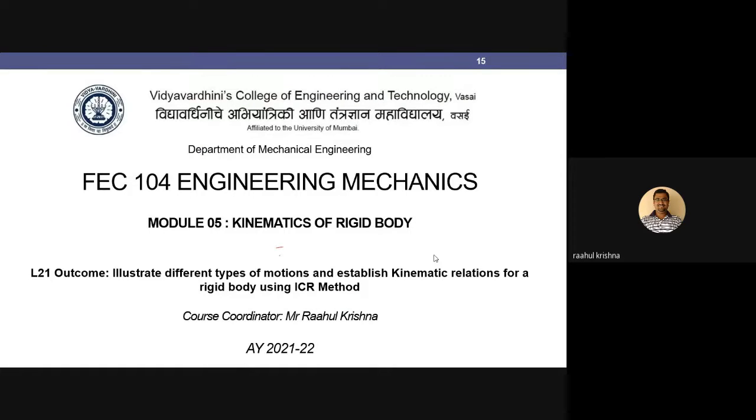At the end of today's session, I should be able to illustrate different types of motions and establish the kinematic relations for a rigid body using the ICR method. In this module on kinematics of rigid body, you will predominantly have just one question in your paper, and that will be on the ICR method. So that is of primary importance for us. Today we will see how, by using the ICR method, I can do the velocity analysis.